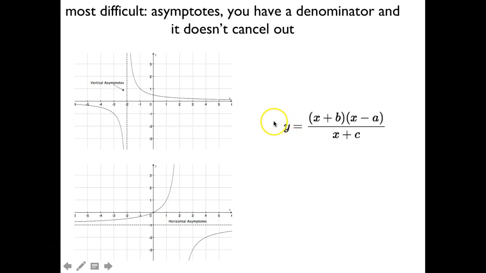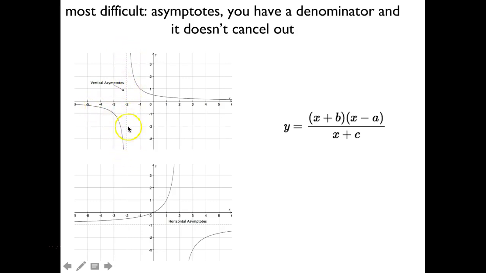Okay, now what we're going to be talking about on this one are vertical asymptotes. This is the last thing. Okay, we did step 1, step 2. This is step 3. Step 2 doesn't work. Okay, nothing cancels, so there is a vertical asymptote at -c. That's this vertical asymptote. It's at -c.